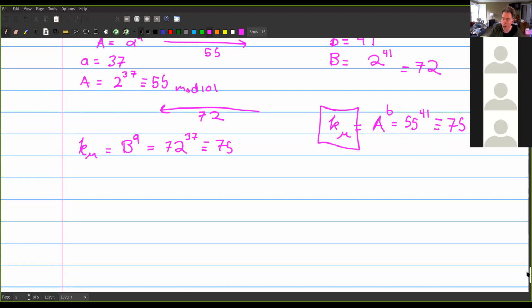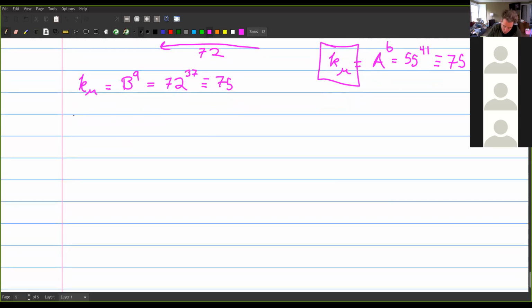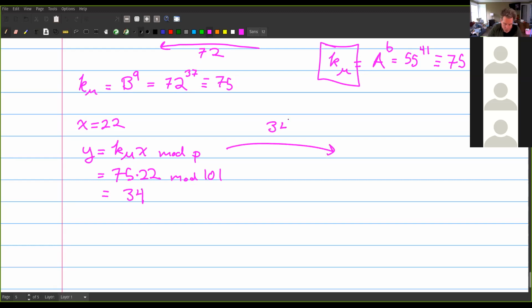And so now Alice picks some message that she wants to send to Bob. Just for the sake of argument, let's say that Alice picks 22. Then she produces Y, which is KM times X mod p, which in this example is 75 times 22 mod 101, which turns out to be 34. So she sends 34 over to Bob.